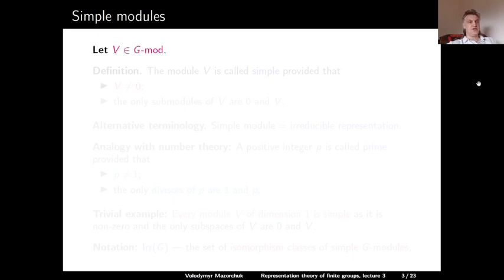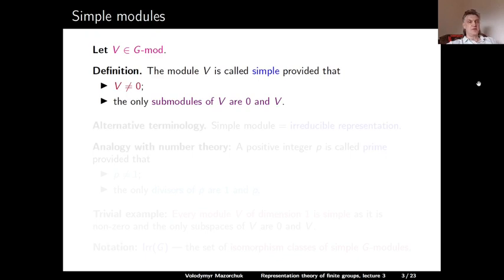Let V be a G-module. We will say that the G-module V is simple, provided that it is non-zero, and the only submodules of V are 0 and V. An alternative terminology using representations: simple modules are the same things as irreducible representations.